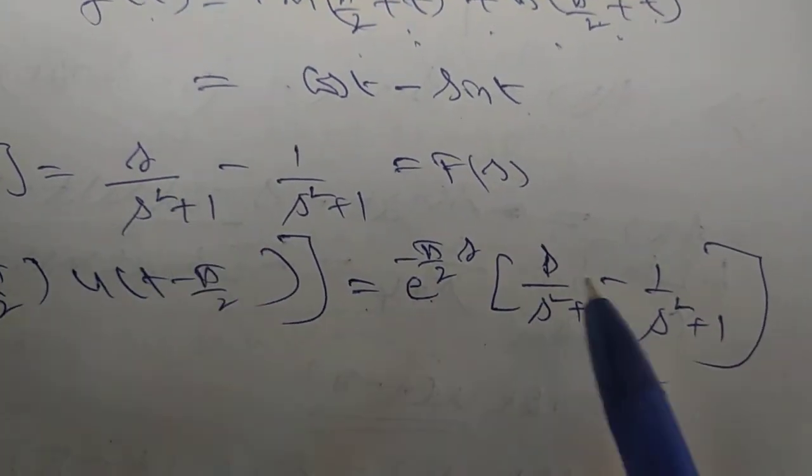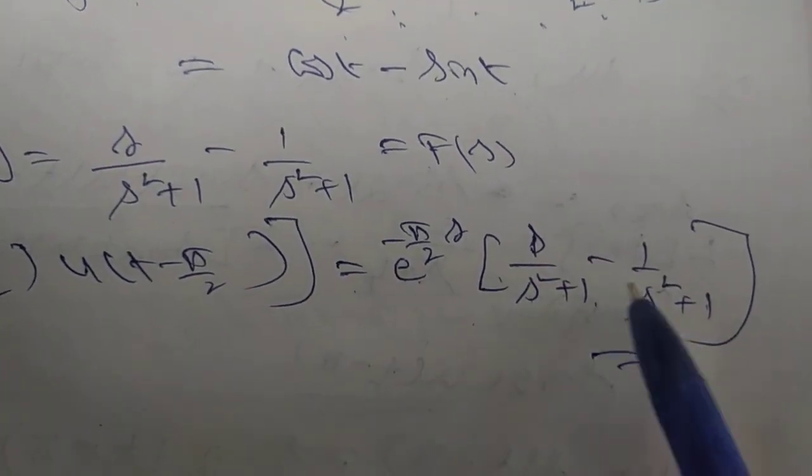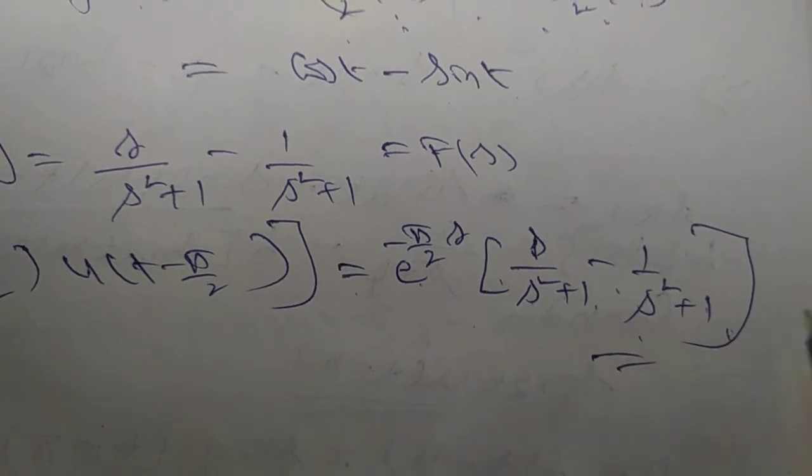What do we get for this answer? You have to write here. So s over s square plus 1 minus 1 over s square plus 1 is the answer.